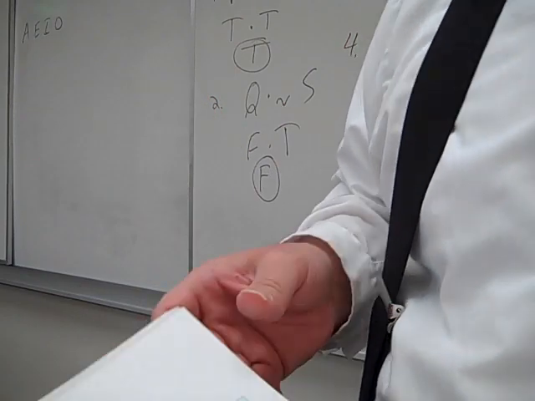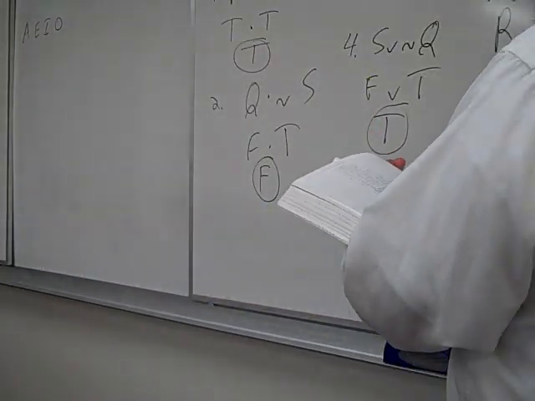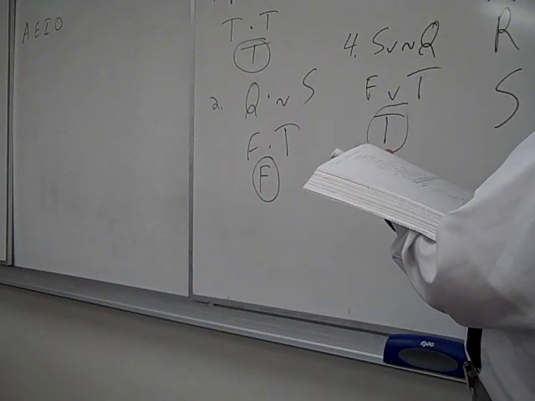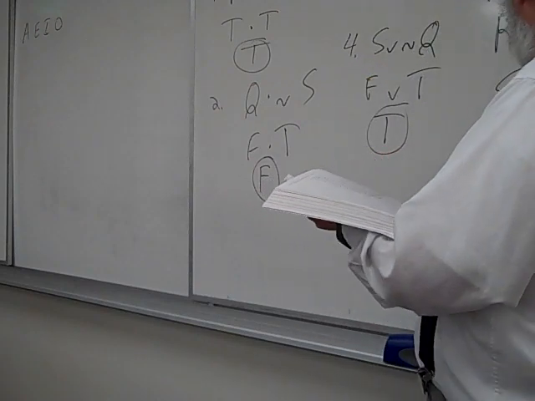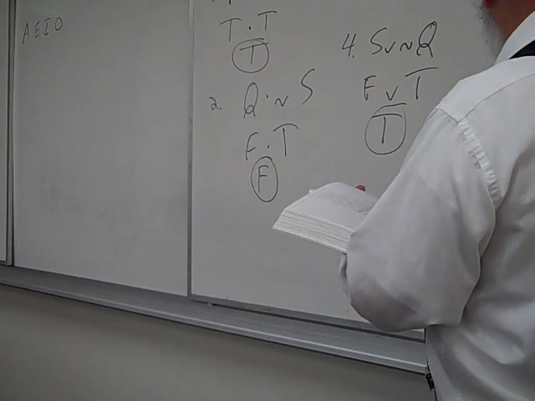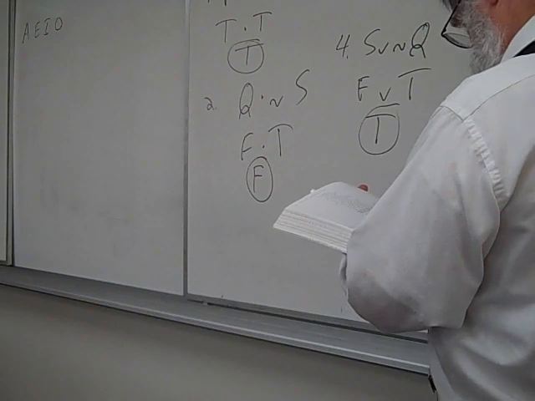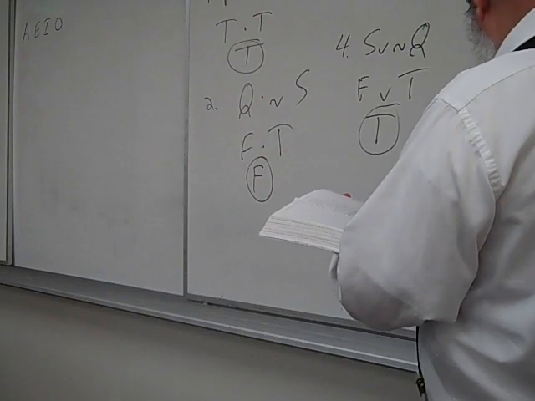In section 2 on page 340, it's the same type of thing. And he's saying let P be true, let Q be true, R be false, and S is unassigned.